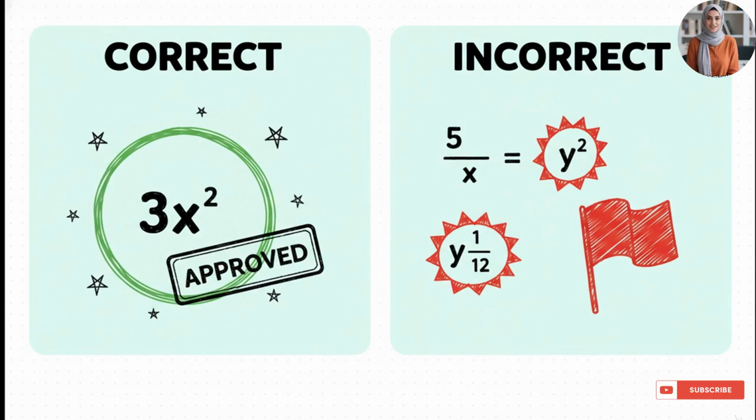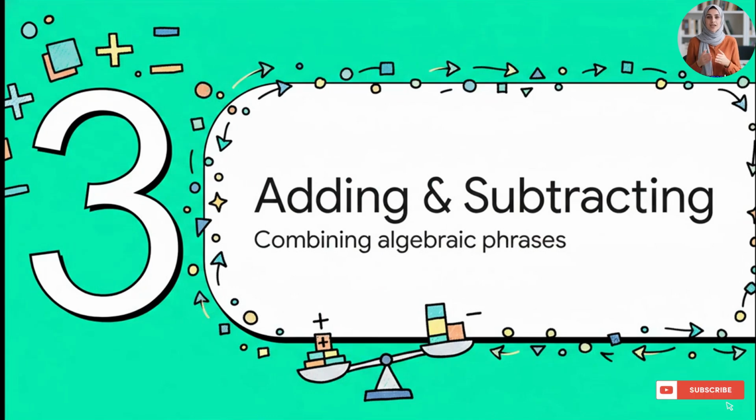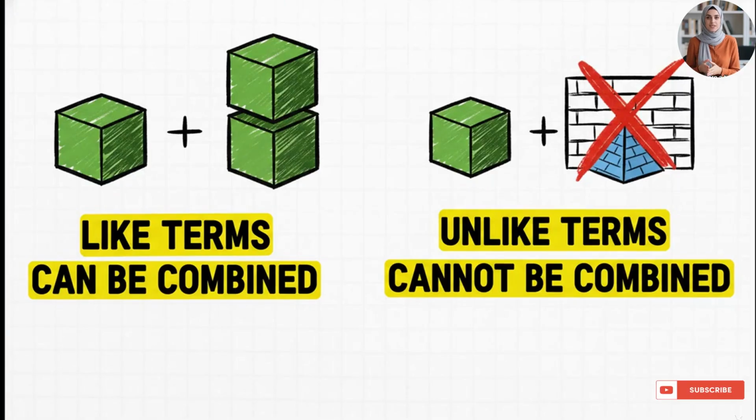It's not a polynomial. So now that we know what these algebraic phrases are, let's learn how to combine them. We're going to start with the basics, adding and subtracting. This right here, this is the single most important rule in this whole section. You can only add or subtract like terms. What does that mean? It means they have to have the exact same variable raised to the exact same power.